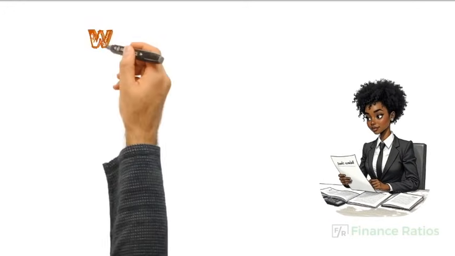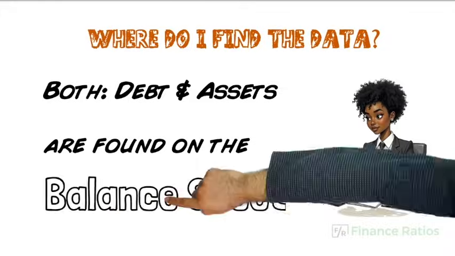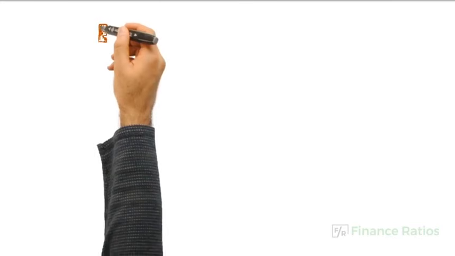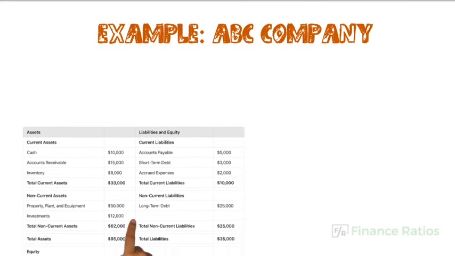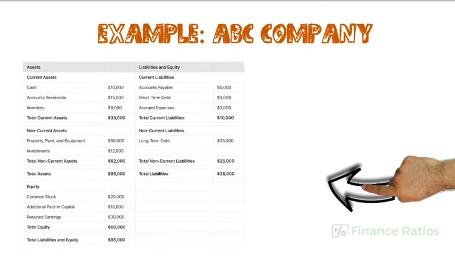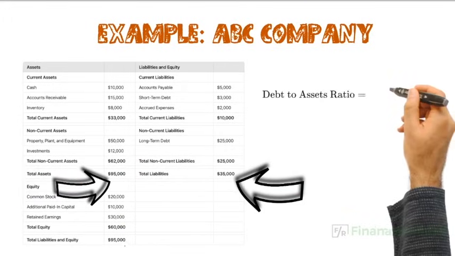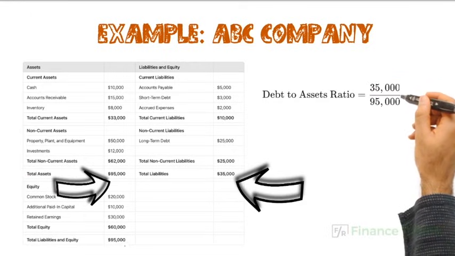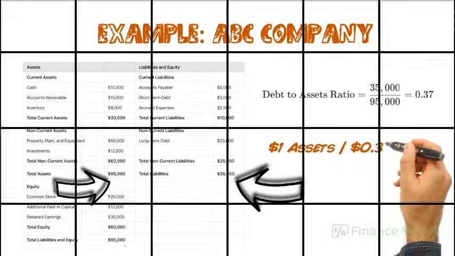So where do I find this data? Both debt and assets are found on the balance sheet. Let's look at a more detailed example. Here is a balance sheet of an ABC company. Total liabilities are $35,000. Total assets are $95,000. And debt to assets is $35,000 divided by $95,000, which is 0.37. Which means that for every dollar of assets, the company has 37 cents of debt.